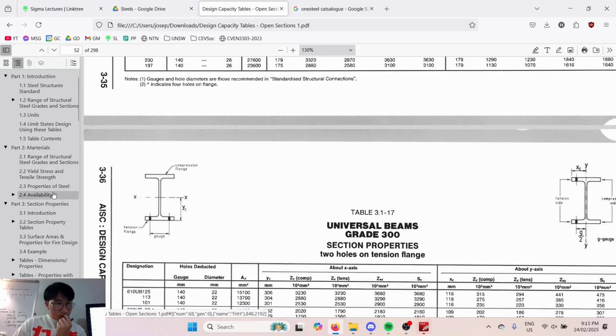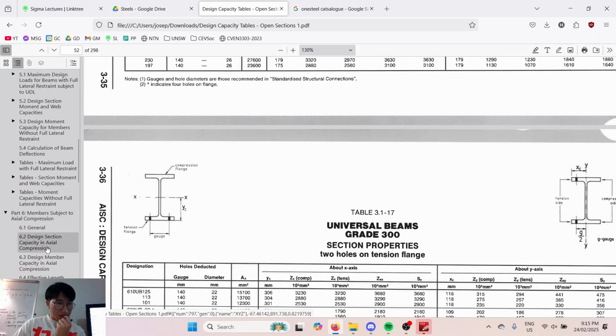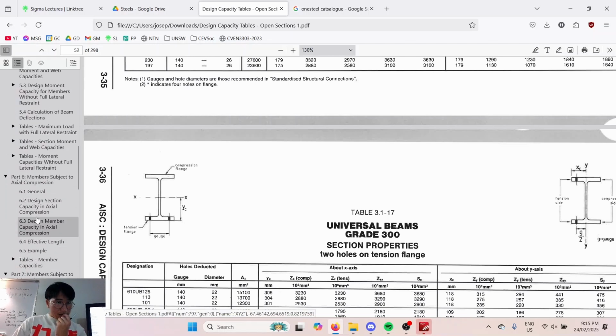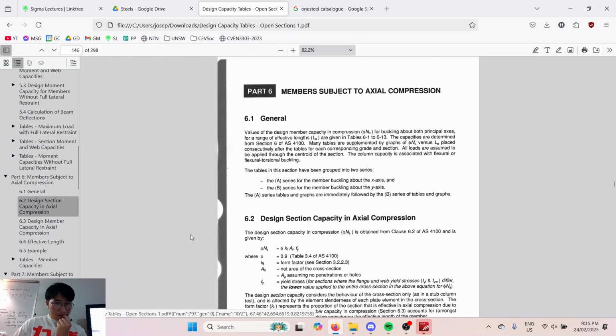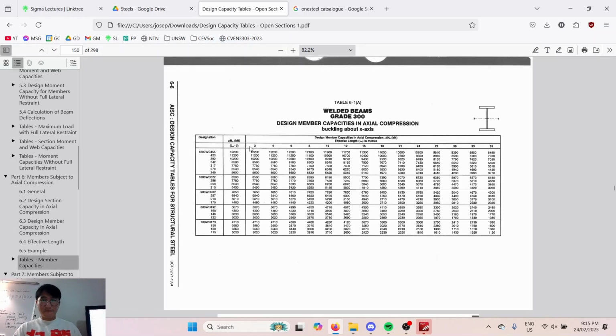Wait, isn't there universal beams right there? It needs to be for members subject to axial compression. Here we go. No, member capacities. Here we go. Okay.